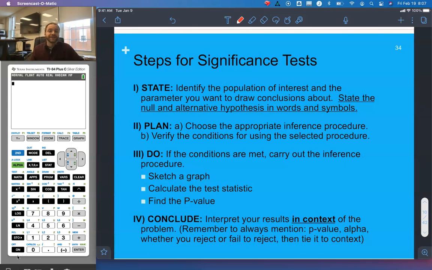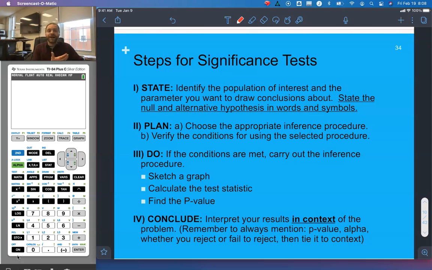Blue slide here, so please pay attention to this because this outlines the 4-step process for performing inference using significance tests. Your state is going to state the hypotheses, both the null and the alternative, in words and symbols. Your plan still has to follow the same type of structure we did before. You need to name the inference procedure you're going to use. And you need to verify the conditions. I wonder if the conditions, random, normal or t procedures, and independent, are the same. Interesting.